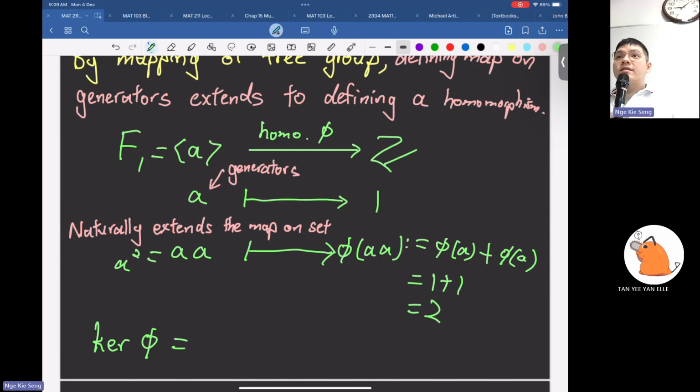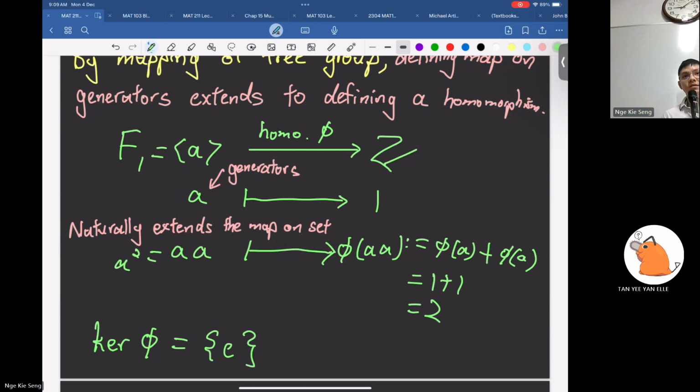Just identity, okay? Because 1 can never go back to 0 in Z. Only identity gets sent to 0, identity in the free group. Does that make sense? Okay.